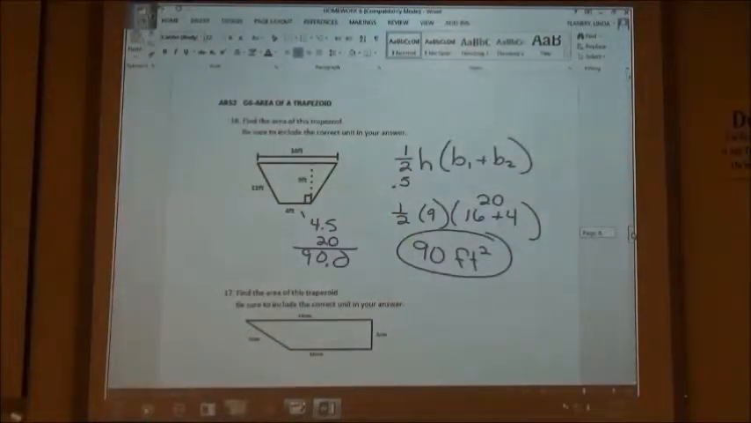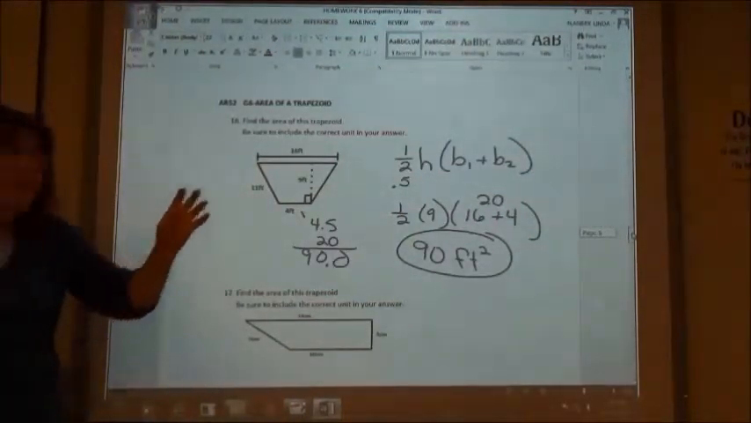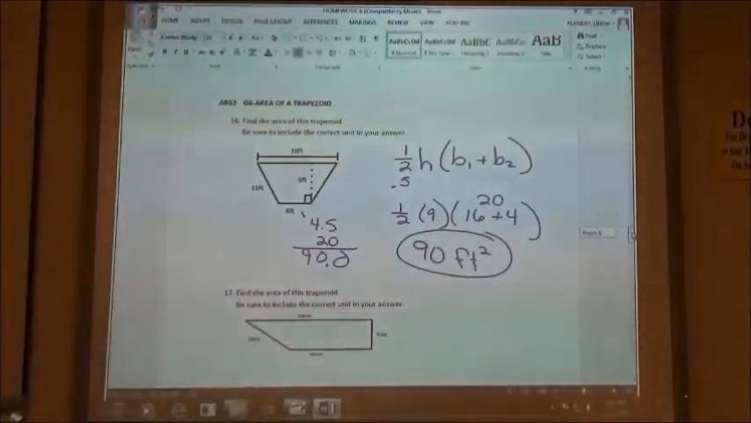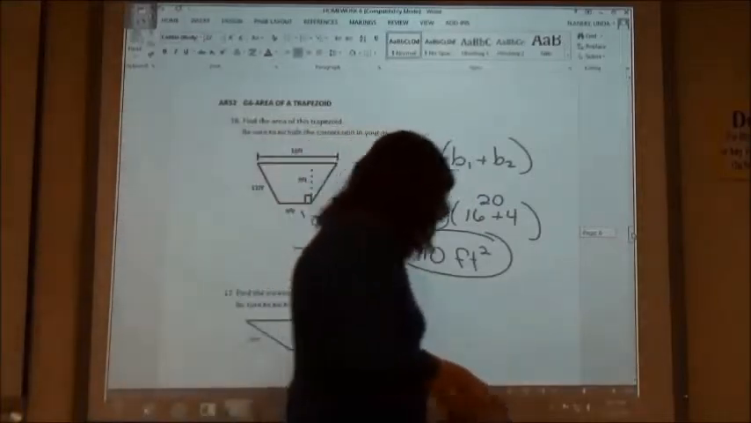So when I do my half, just like when I was doing half the base times the height, it doesn't matter which one I do half of. I can only do half of one of them, not both of them. But if there's an easy one to do, that's the one I would pick. Otherwise, I'd probably just grab my calculator and do it.